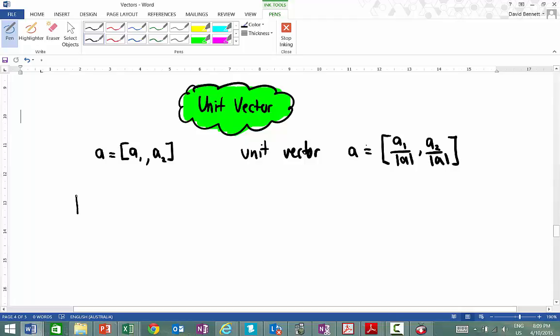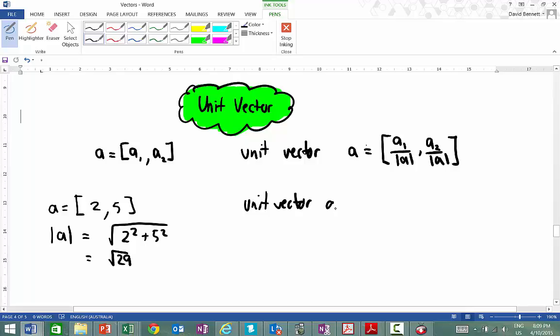So let's say we have a vector, we'll call it A, might as well. Let's say the vector is (2, 5). The first thing we have to do is work out what the length of that vector is, and we're just going to use Pythag to work that out. So it's going to be 2 squared plus 5 squared, so that's going to be equal to the square root of 29. Doesn't simplify easily.